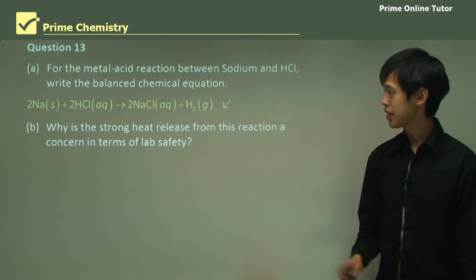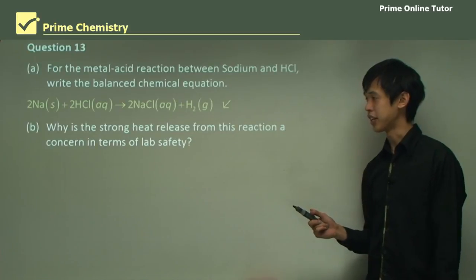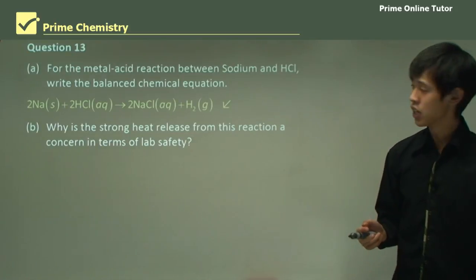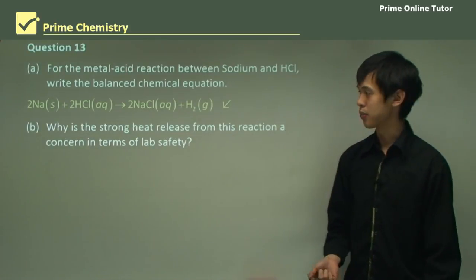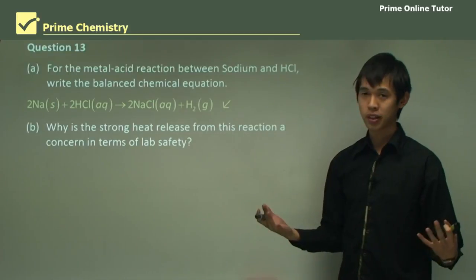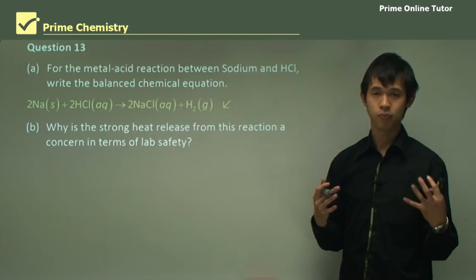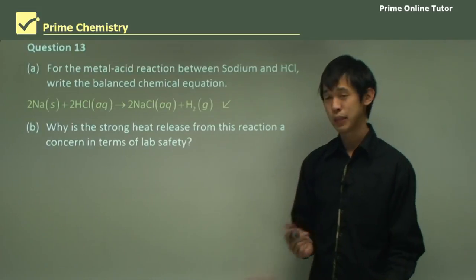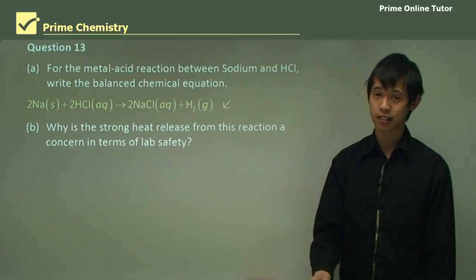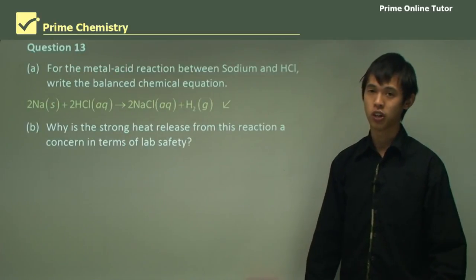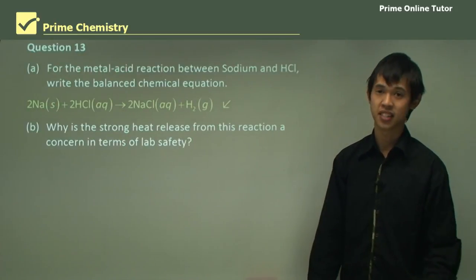So question B, why is the strong heat release from this reaction a concern in terms of lab safety? So why are we concerned about this? Well, because remembering that when you react an acid and a metal, you get quite a strong heat release because it's an exothermic process. And particularly Na, which is quite a reactive metal, will give you a lot more heat than, say, zinc or aluminium.